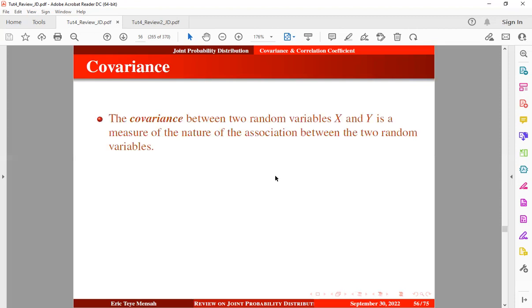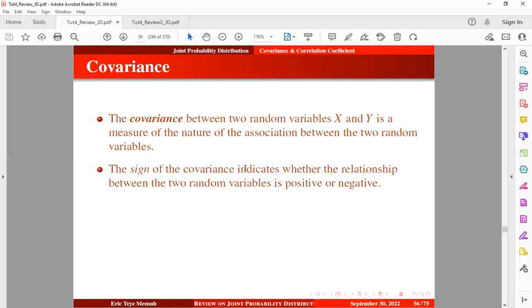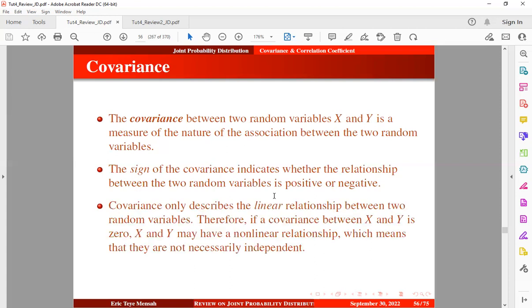So the covariance between two random variables, x and y, is a measure of the nature of the association between the two random variables, okay? In other words, we can say that the covariance between x and y describes the variation between the two random variables. Now, the sign of the covariance indicates whether the relationship between the two random variables is going to be positive or negative. Covariance only describes the linear relationship between two random variables. Therefore, if the covariance between x and y is 0, x and y may have a nonlinear relationship, which means that they are not necessarily independent.